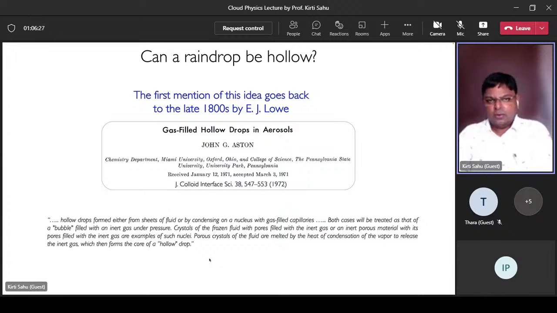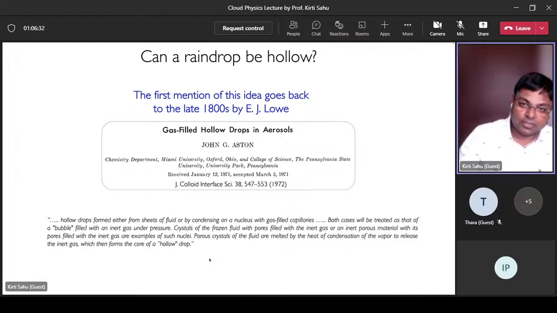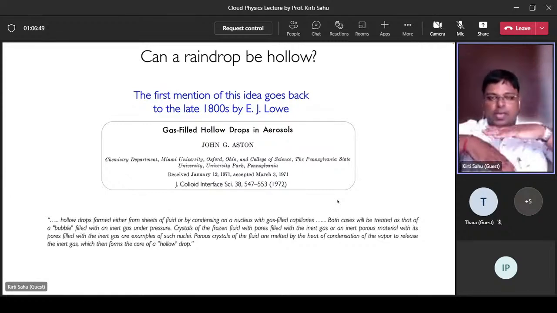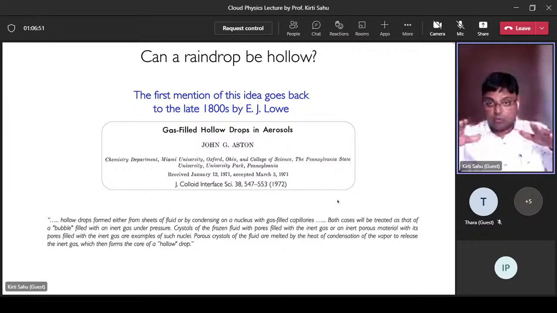So another question which we ask is, can a raindrop be hollow? The first mention of this idea goes back to the late 1800s by E.J. Lloyd. What happens is when the raindrop falls, it flattens out because of the aerodynamic interactions with the air currents. And at some point, due to the drift, it bends like an inverted cup, and under some conditions, it can close from the bottom and form a hollow drop.